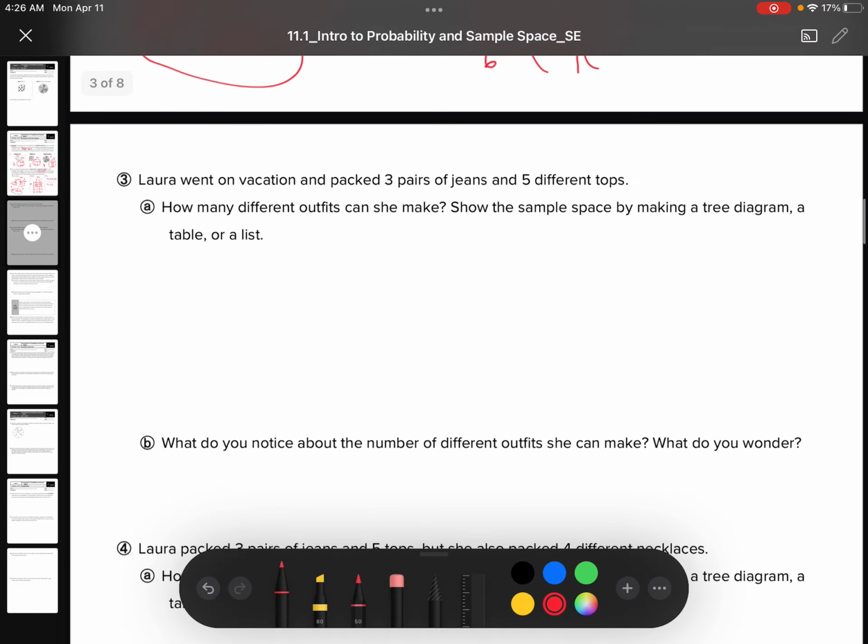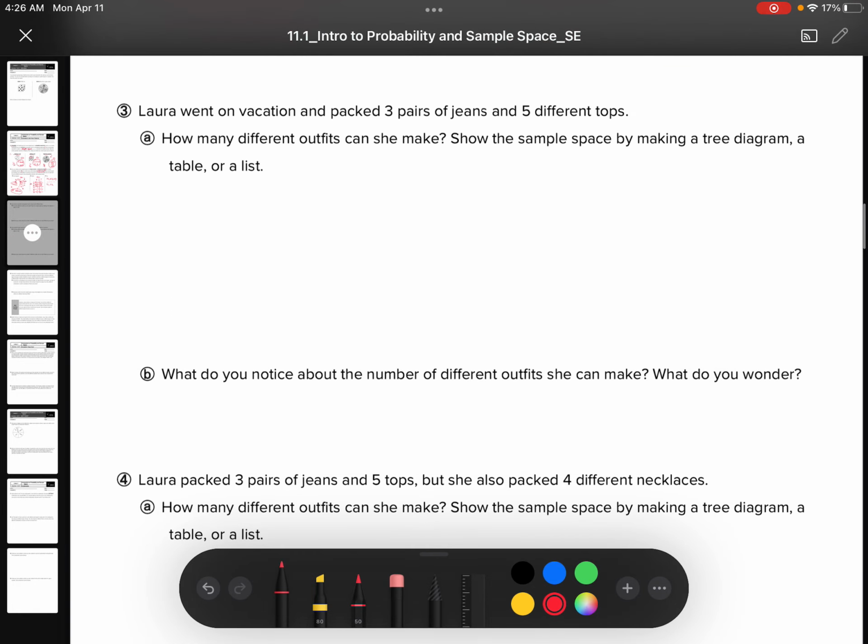Now, let's do a practice problem. Laura went on vacation and packed 3 pairs of jeans and 5 different tops. How many different outfits can she make? Show the sample space by making a tree diagram, a table, or a list. I'm going to do a table to show you a way to find out how many different outfits she can make.